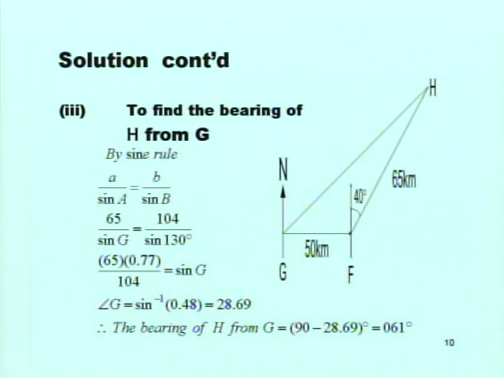Therefore, the bearing of H from G is equal to 90 degrees minus 28.69 degrees, which will give us 61 degrees. And when it is written in bearings form, although it is 61 degrees, it is expressed as 061 degrees.